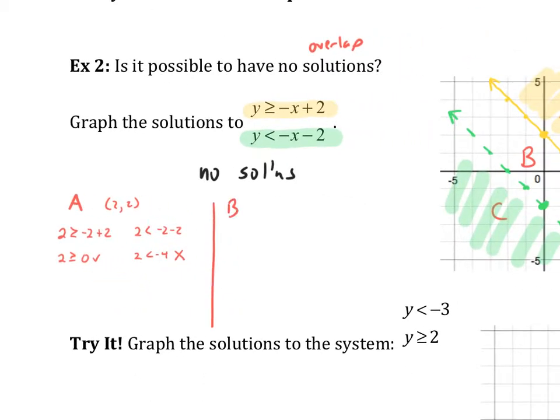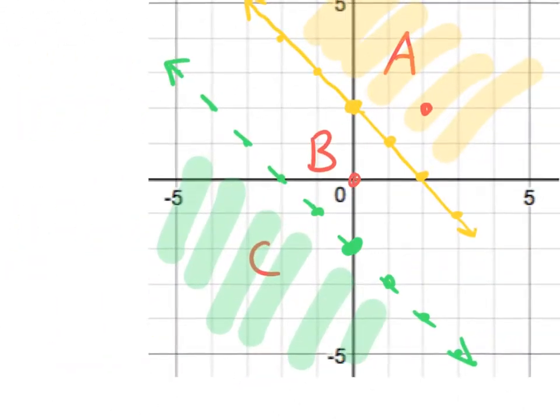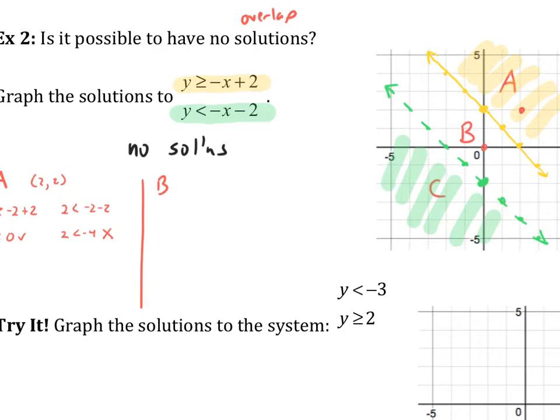Let's try region B. And notice that region B here, (0, 0) is a nice point there. So I'll try (0, 0), see what I get. So trying the yellow one: is 0 greater than 2? The answer is, I don't even need to go further. I don't even need to check the green one because it's already false there.